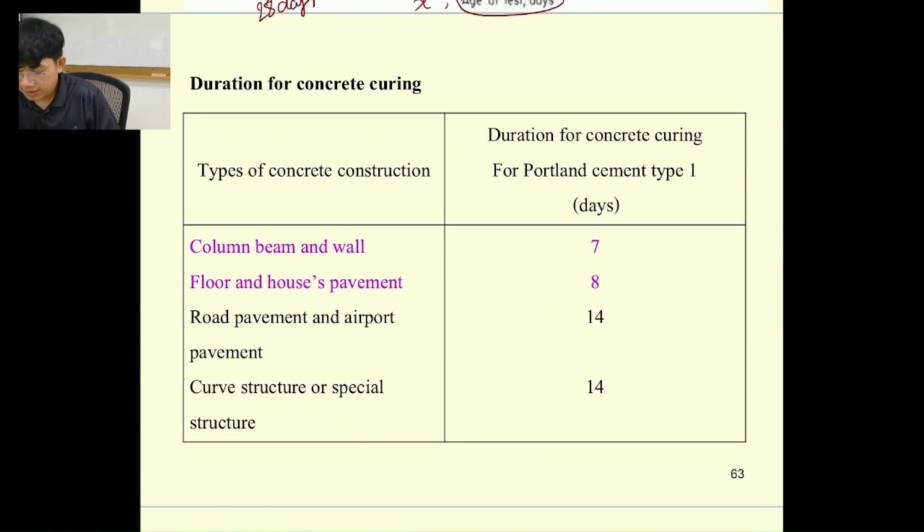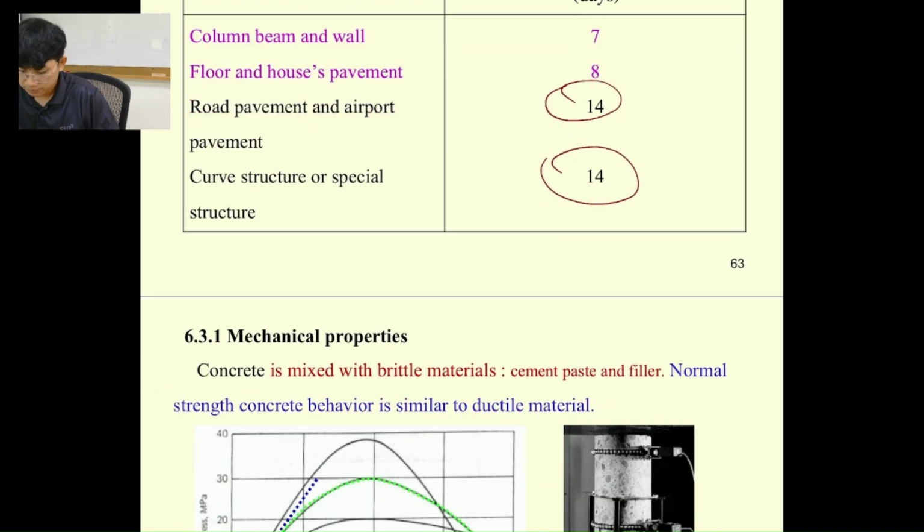And then we have some typical curing days. We have different curing times for typical structures, for example, column, beam, walls, and also floors, house, or pavement. So we have these different curing times for concrete.